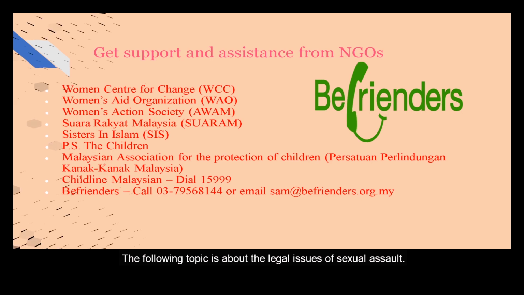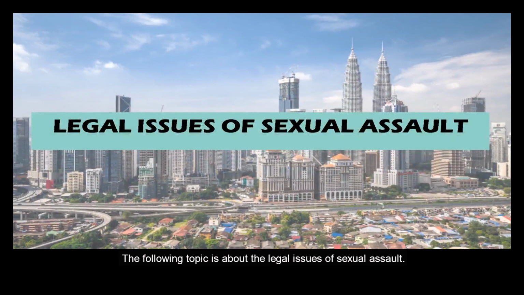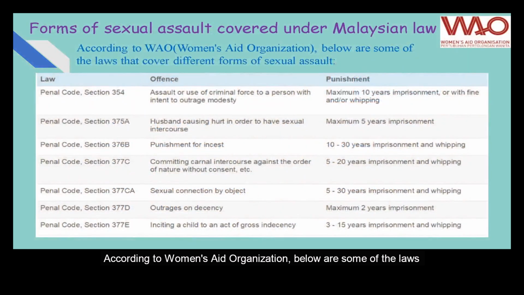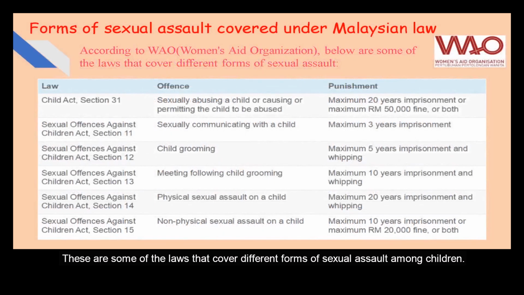The following topic is about the legal issues of sexual assault. According to the Malaysian Penal Code, rape is defined as sexual intercourse with a woman without her consent or sex with a girl below 16 years old. Sexual assault is defined as any sexual contact without consent. This includes outrage of modesty, and penetration of the anus or vagina with an object without the person's consent. According to Women's Aid Organization, below are some of the laws that cover different forms of sexual assault. These are some of the laws that cover different forms of sexual assault among children.